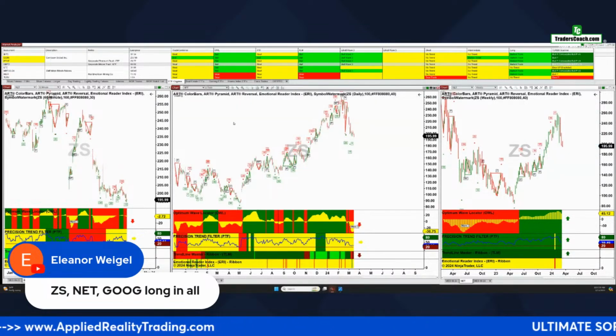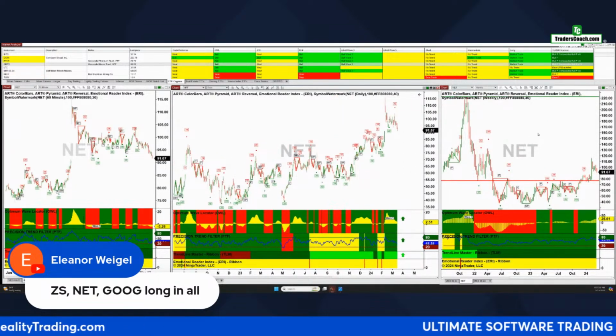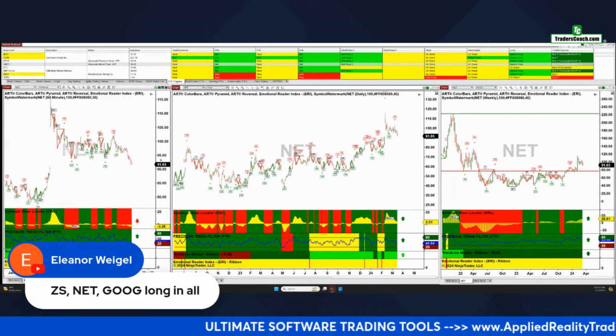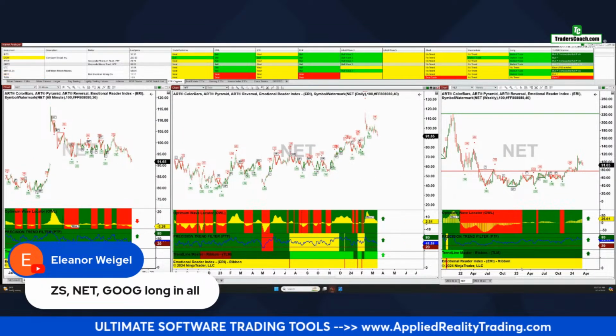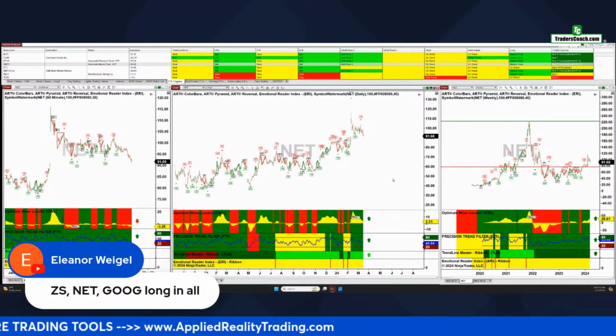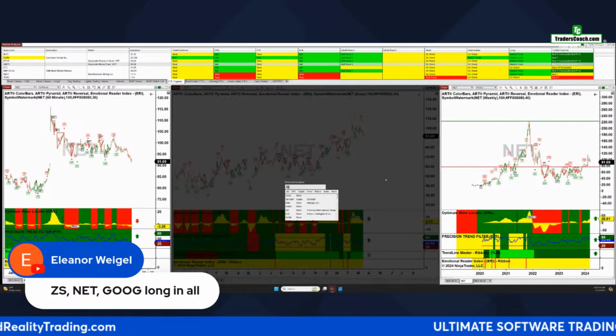NET. Okay, so that's pulling back a little bit. But look, we got green PTFs across the board. This is nothing more than a temporary profit-taking pullback. I'd stay with it, okay? No reason to get out of that. All right, and then Google.